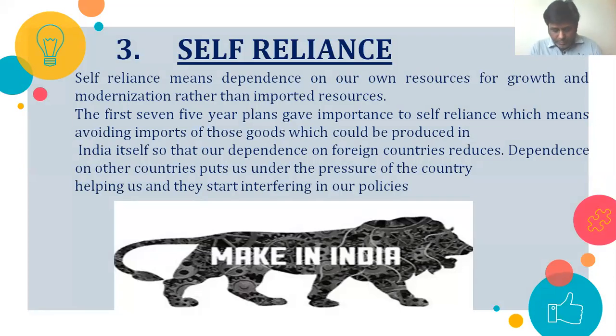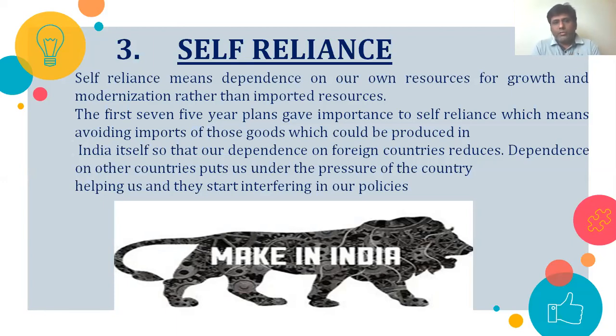Third is self-reliance. Self-reliance means do it yourself, which means we should not be dependent on other countries. Whatever we want, we should make in our domestic territory only. Whatever goods and services we require, whether essential or non-essential commodities, everything should be produced in our own domestic territory. We cannot depend on other countries for essential products. If we start depending on other countries for essential commodities, they will start interfering in our economy. So during this era, 1950 to 1990, more emphasis was given to self-reliance.